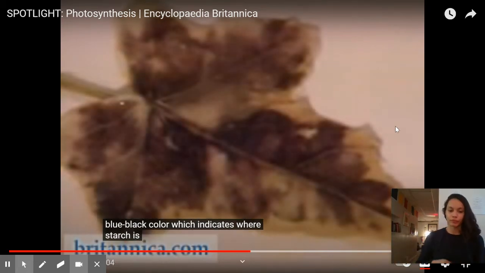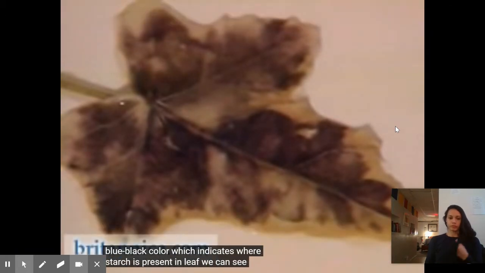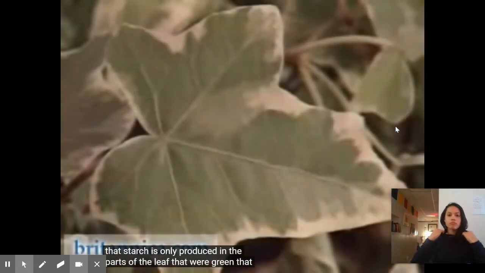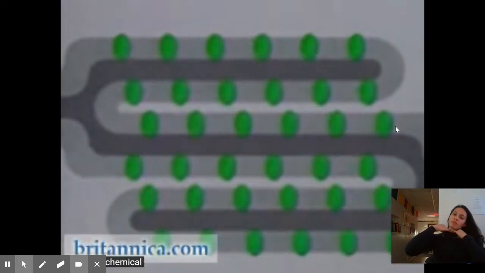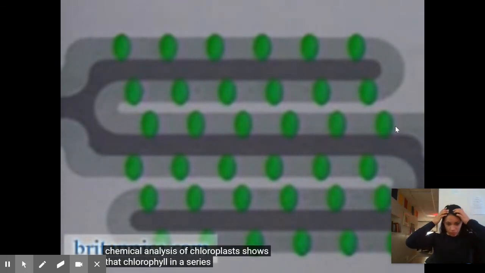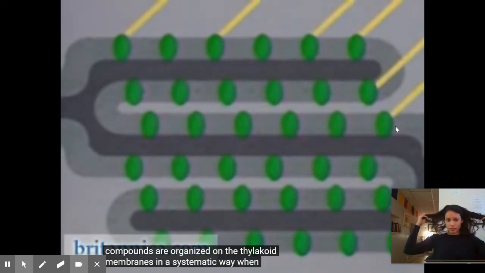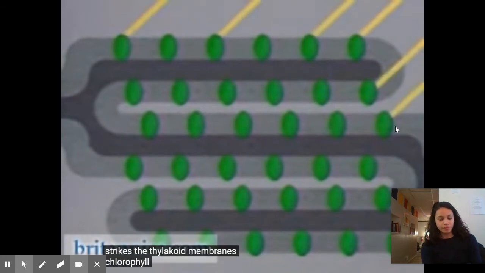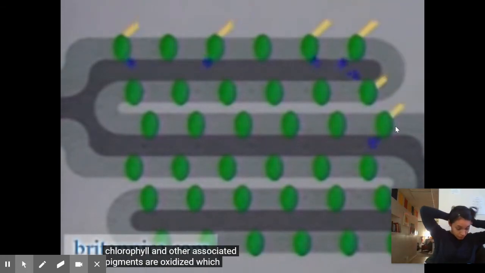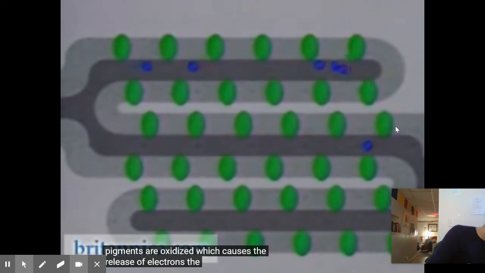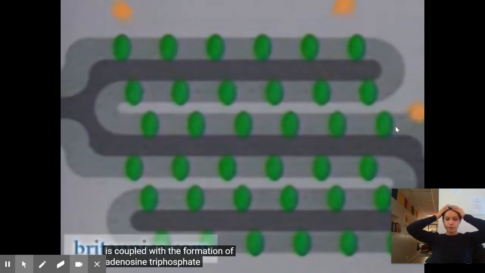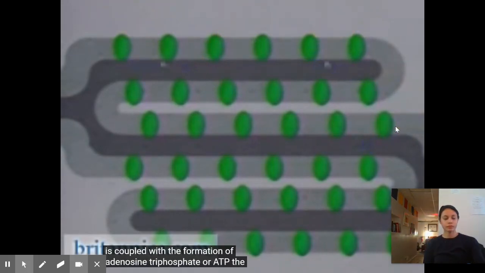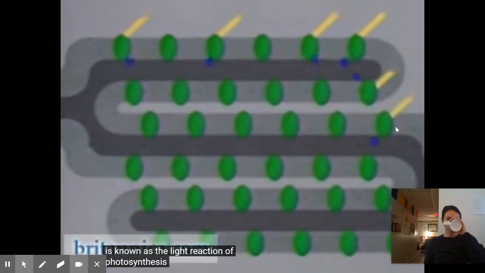Which indicates where starch is present in the leaf. We can see that starch is only produced in the parts of the leaf that were green, that is, where chlorophyll was present. Chemical analysis of chloroplasts shows that chlorophyll and a series of other compounds are organized on the thylakoid membranes in a systematic way. When light strikes the thylakoid membranes, chlorophyll and other associated pigments are oxidized, which causes the release of electrons. The electron flow initiated by this input of light energy is coupled with the formation of adenosine triphosphate, or ATP. The reaction is known as the light reaction of photosynthesis.